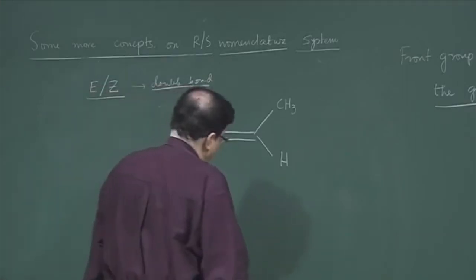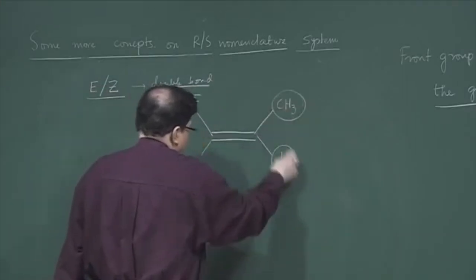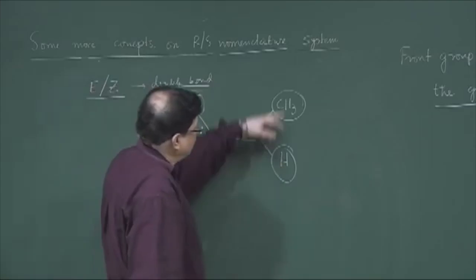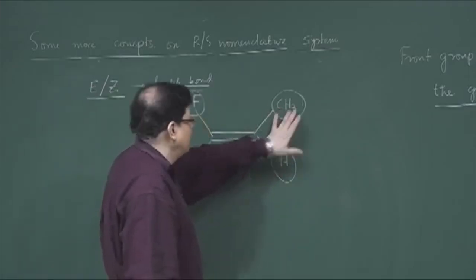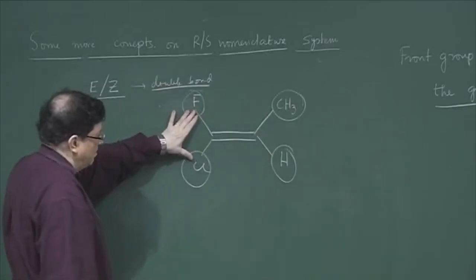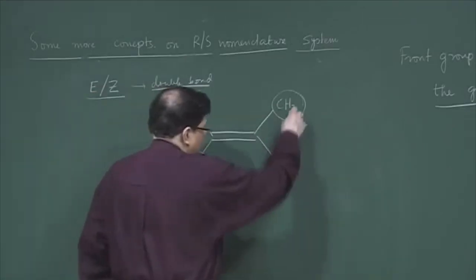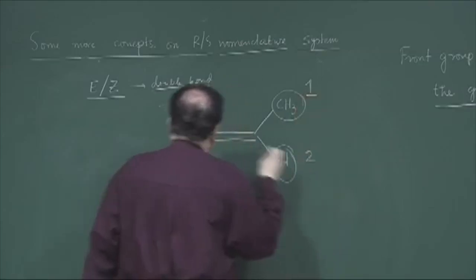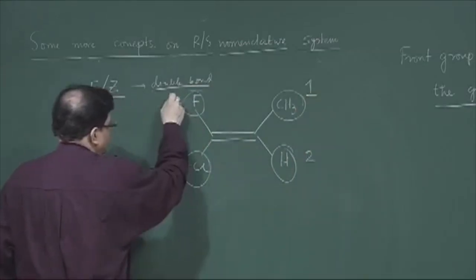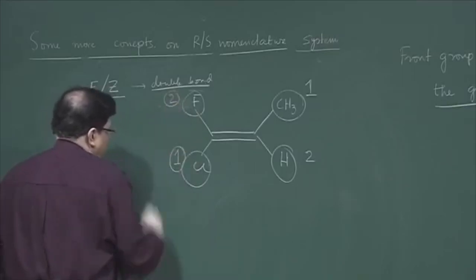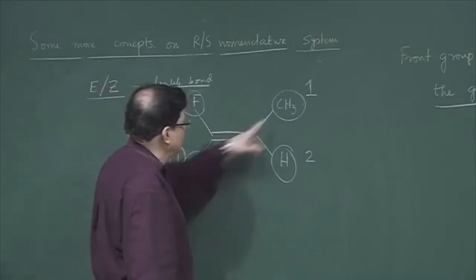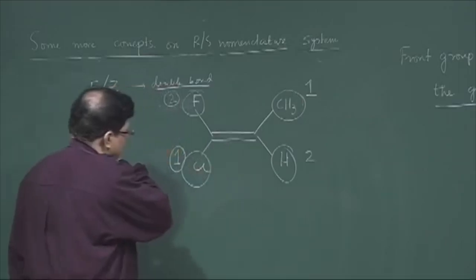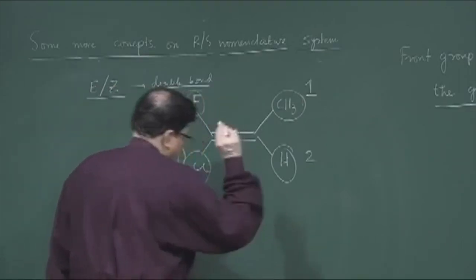Now you cannot apply the cis and trans configurational nomenclature to this system. So instead, you see two groups here attached to one sp2 carbon and two groups here attached to another sp2 carbon. So you assign the priority sequence between these two groups separately, and between these two groups separately. If you do that, this becomes 1, this becomes 2, and here this is 1 and this is 2. Now what we are saying is that these two top priority groups are anti to each other, trans to each other, and that is what is called a Z configuration.